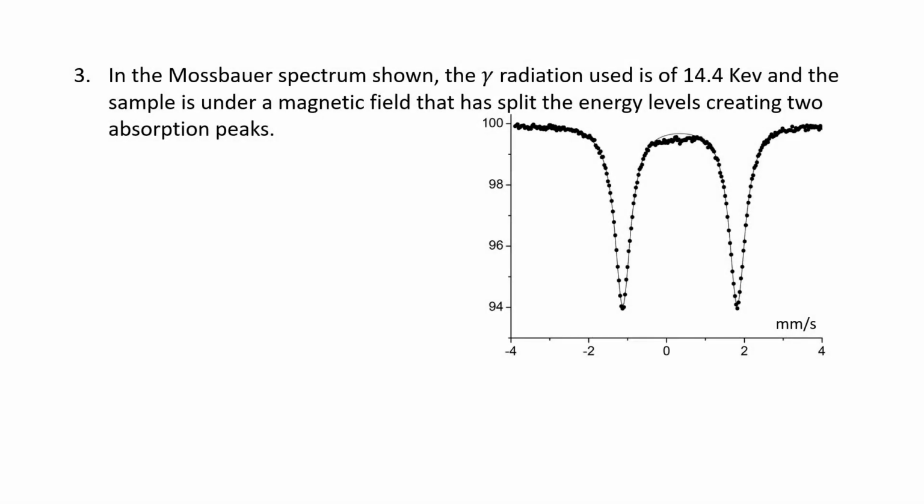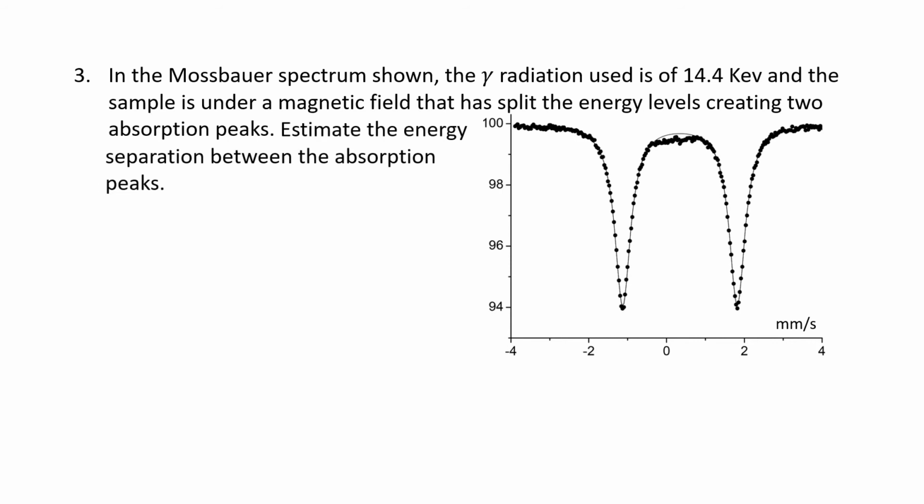Problem number 3. In the Mossbauer spectrum shown, the gamma radiation used is 14.4 kiloelectron volts, and the sample is under a magnetic field that has split the energy levels, creating two absorption peaks. Estimate the energy separation between the absorption peaks.